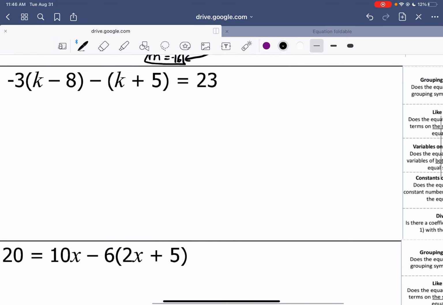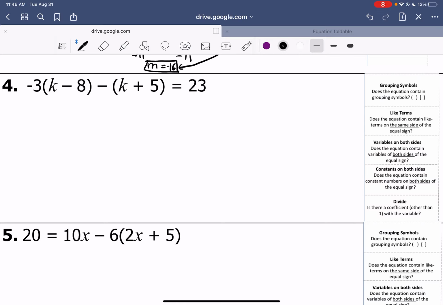Number 4. So on this one, we have our question, does the equation contain grouping symbols? So our answer is yes. So we have these grouping symbols. We actually have 2 sets of grouping symbols. So that means we're going to have 2 different things that are being distributed. So we have the things that I'm highlighting in green are what is being distributed. So we have negative 3 to k and negative 3 to negative 8. So negative 3 times k is negative 3k. And then negative 3 times negative 8 is a plus 24.